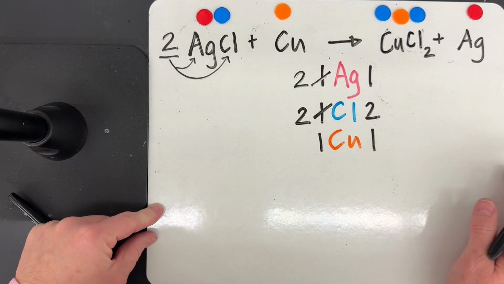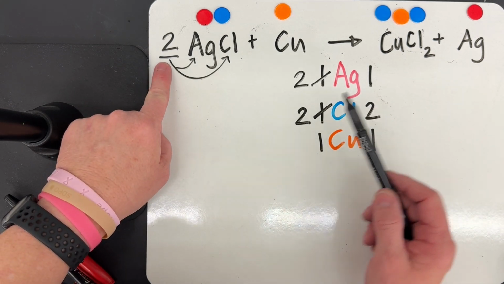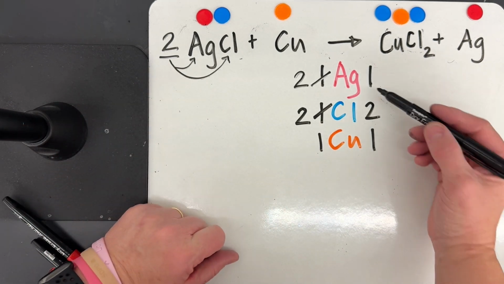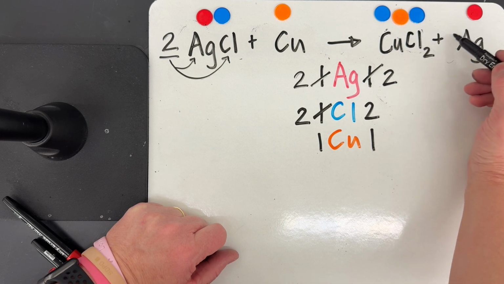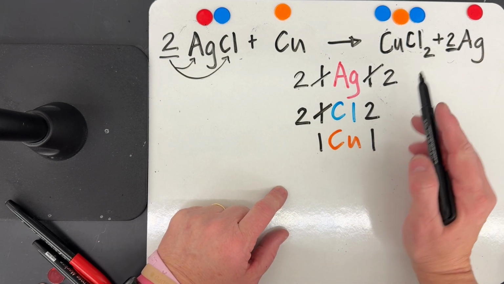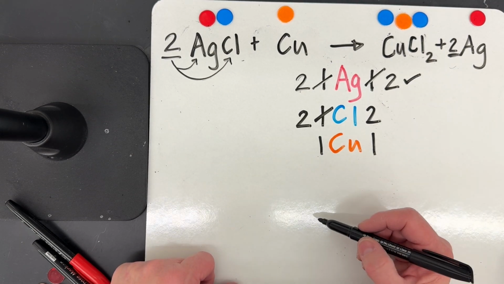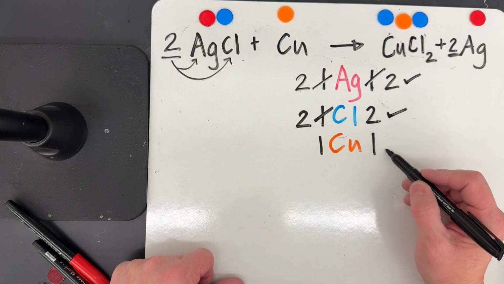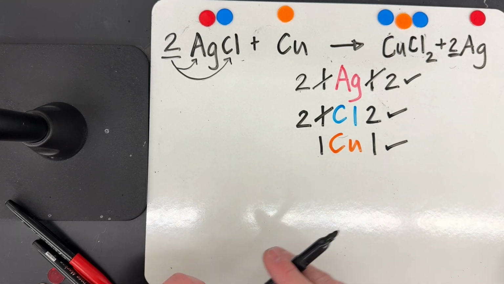What does that mean? Well, now we have 2 over here and only 1 there, so we're going to need to put a 2 there. So when these numbers match on both sides of the element, then that means the equation is balanced.